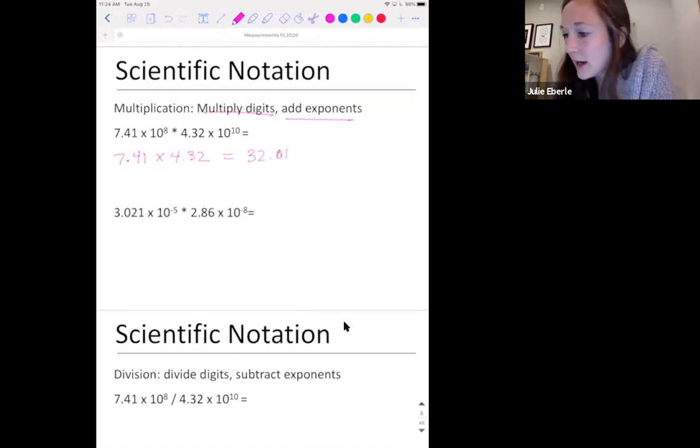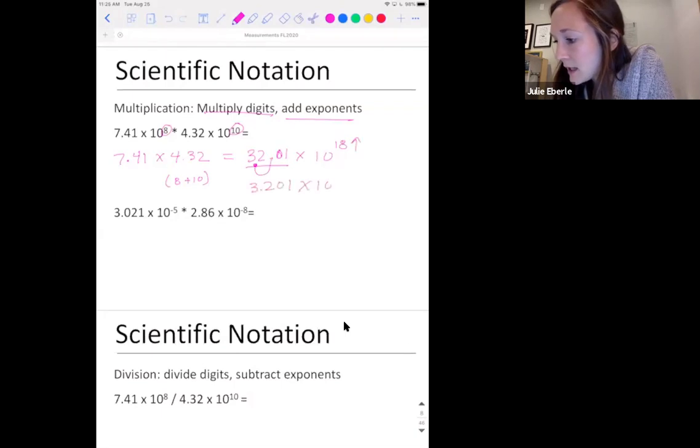Okay. Good. All right. And then we're gonna add the exponents. 8 plus 10. So it should be exponents 8 plus 10, and you're going to get times 10 to the 18. All right, now this is not a number between 1 and 10. So we're going to convert it to a number between 1 and 10. We're moving the decimal 1 place to the left. Remember, when it moves to the left, the exponent goes up. So it's actually 3.201 times 10 to the 19th. Questions there?